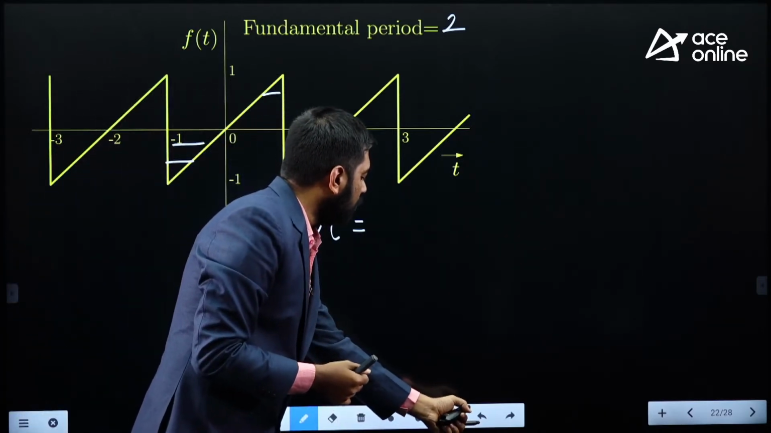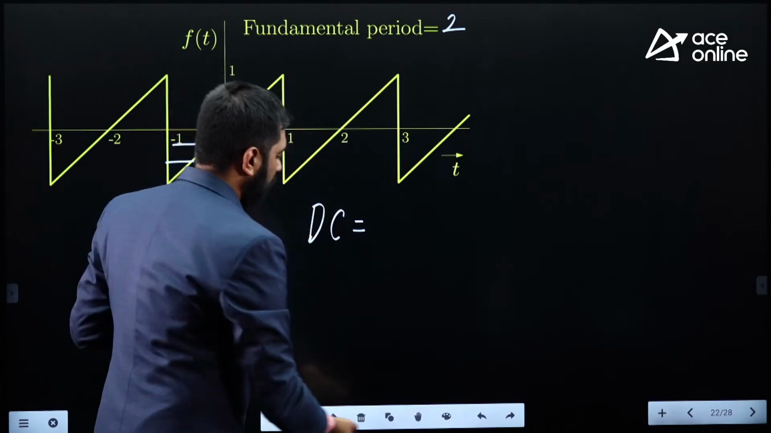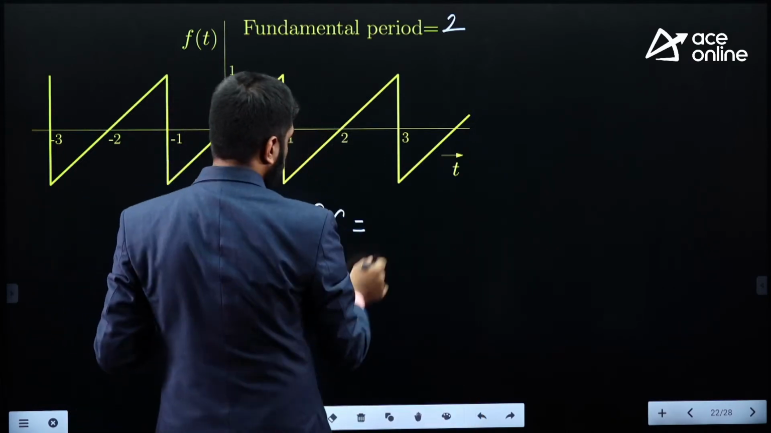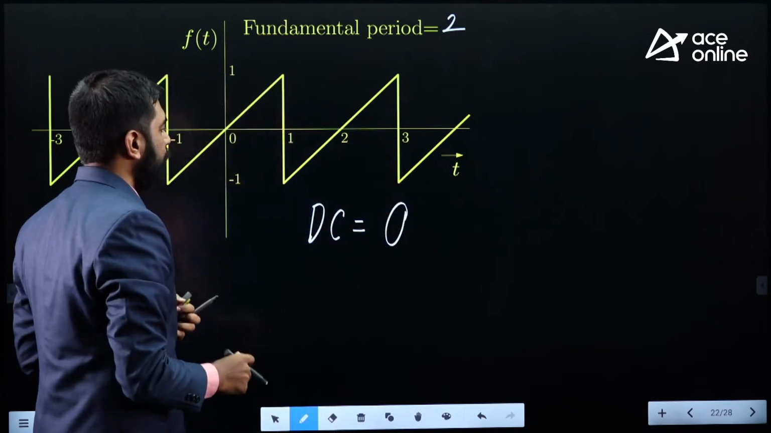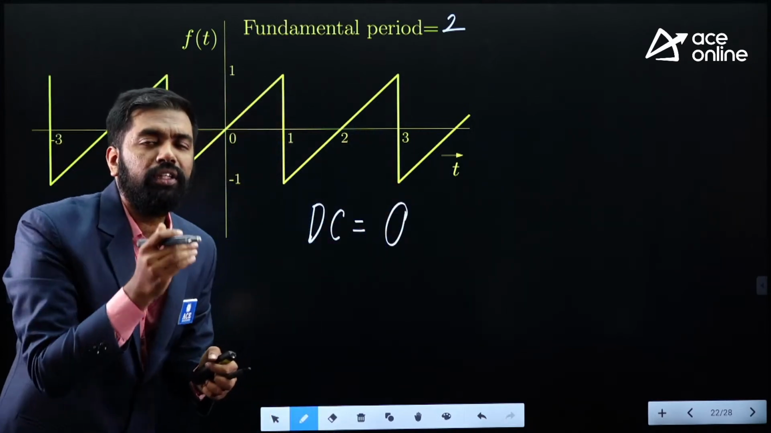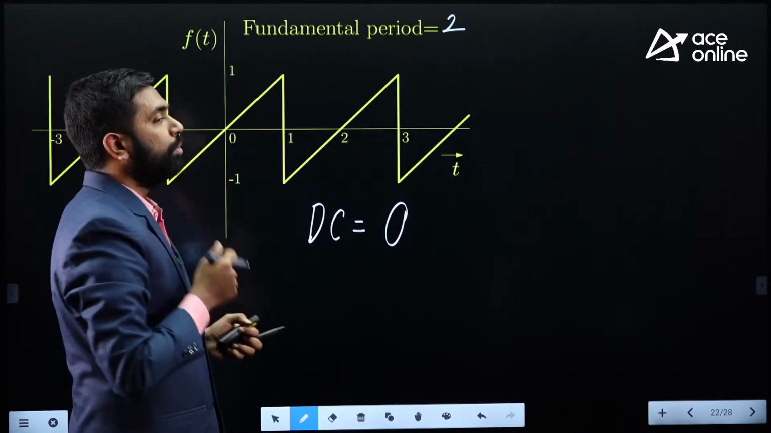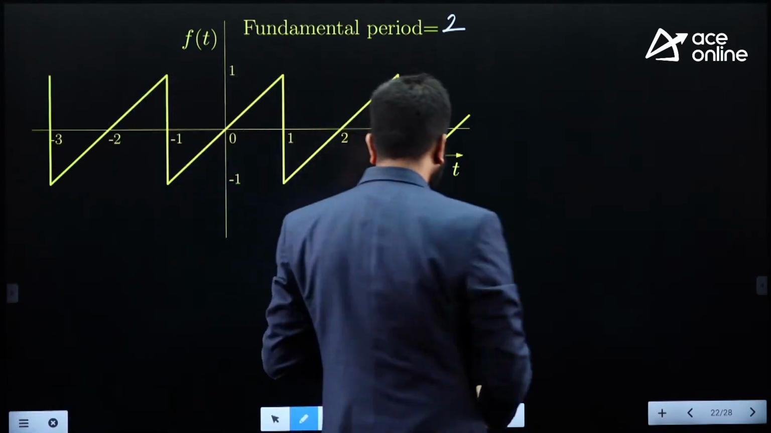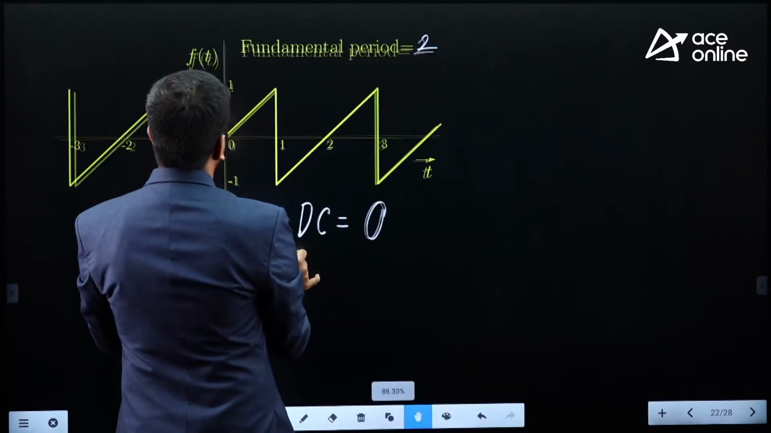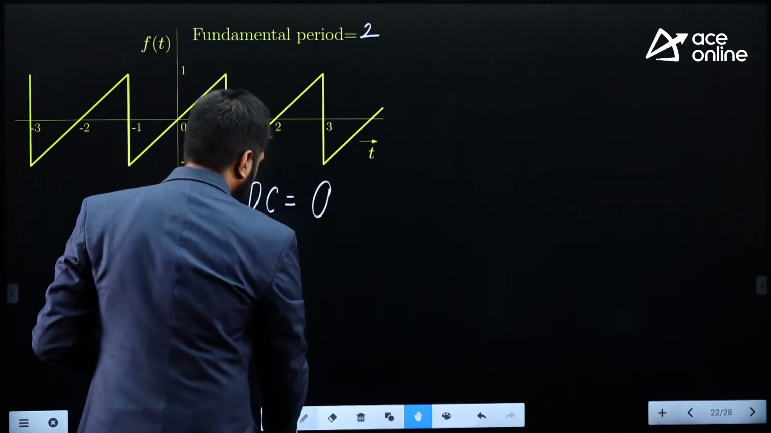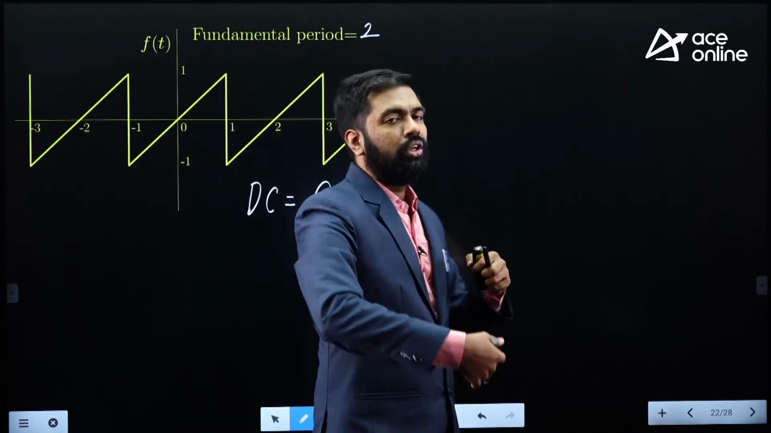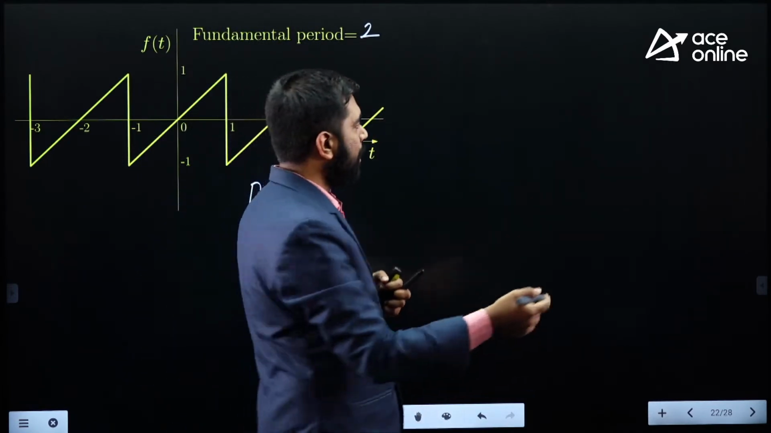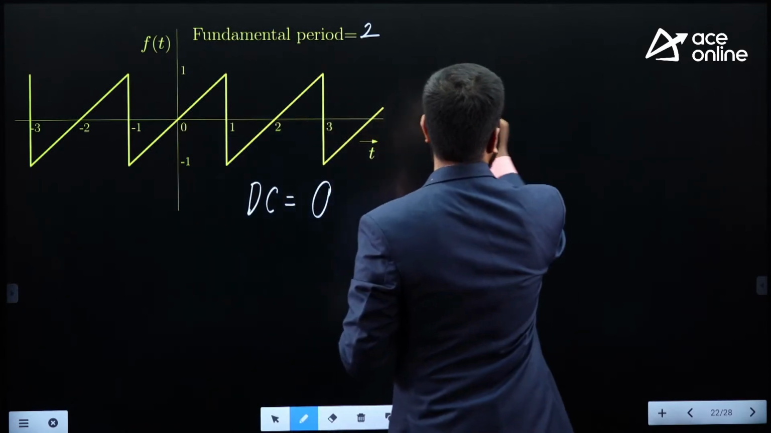So no more calculation. Just by looking at this waveform, I can say that the DC value is 0 without any calculations. Now I want to check whether this has got even symmetry, odd symmetry, or half wave symmetry. For that, we are supposed to draw the signal in one fundamental period. That means let's draw for 2 units and then see what kind of symmetry is present. So have a look at this. I'm going to draw it.